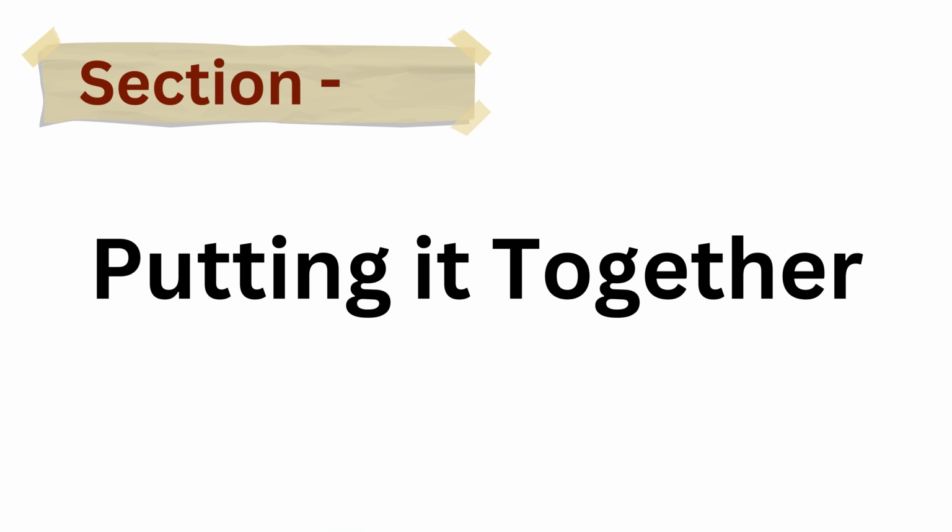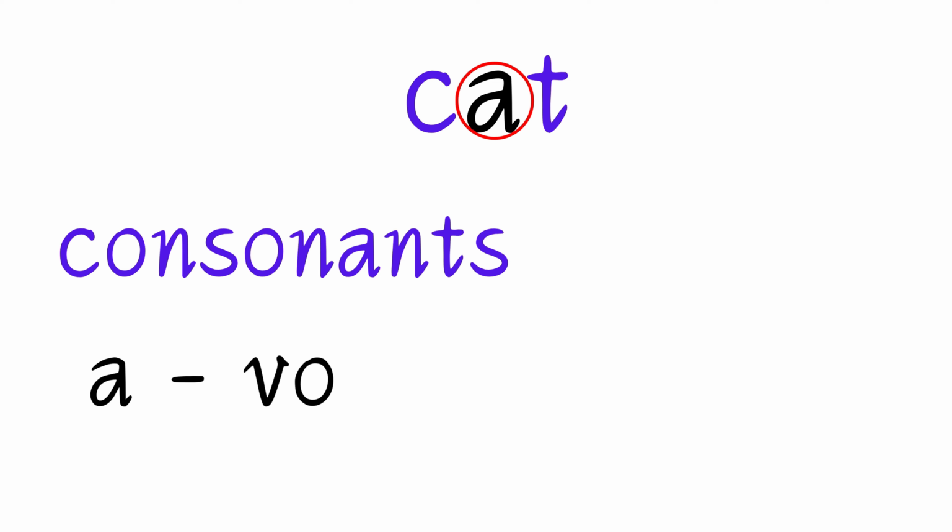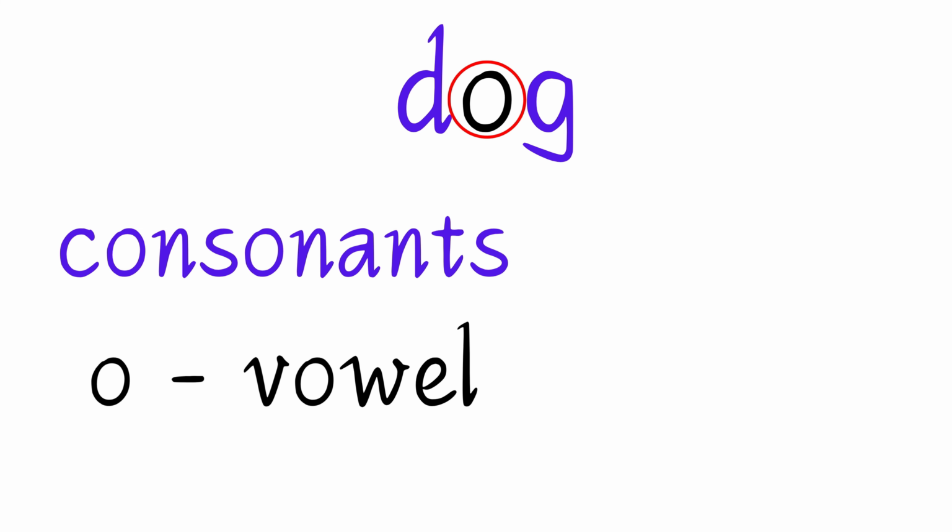Section 3. Putting it together. Now that we know our vowels and consonants, let's see how they work together. Here are some examples. The word cat has the consonants C and T and the vowel A. The word dog has the consonants D and G and the vowel O. When we put them together, we create words.